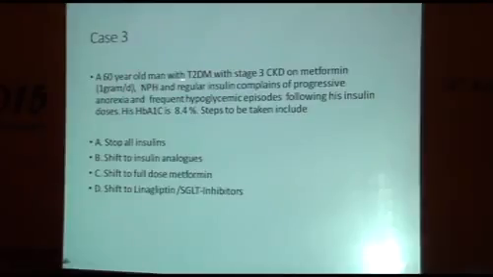A 60-year-old man comes with type 2 diabetes with stage 3 CKD, on metformin 1 gram per day and concomitantly on NPH and regular insulin, with complaints of progressive anorexia and frequent hypoglycemic episodes following his insulin doses. His HbA1c is 8.4%. Steps to be taken include: stop all the insulins, shift to insulin analogs, shift to full dose metformin, shift to linagliptin or SGLT inhibitors. So who wants to stop all the insulins?